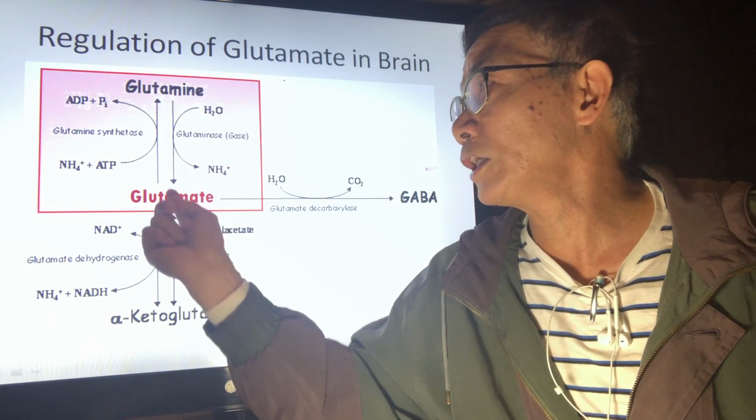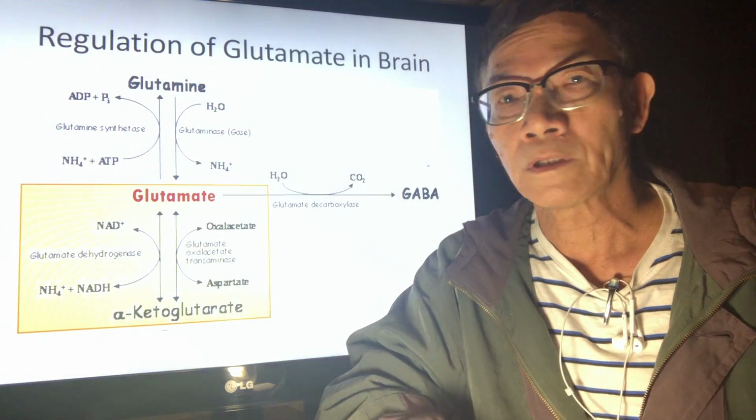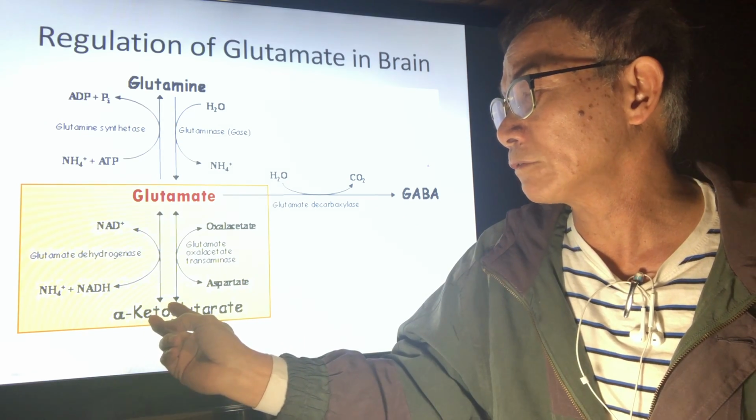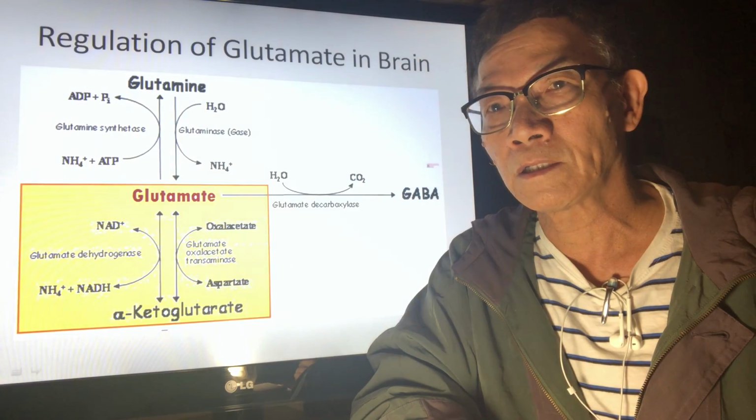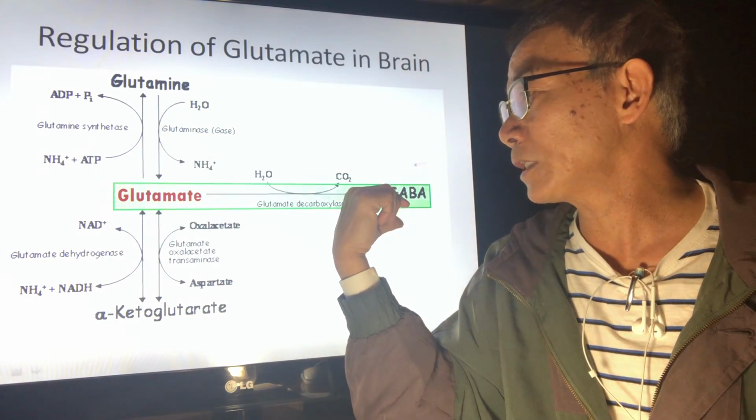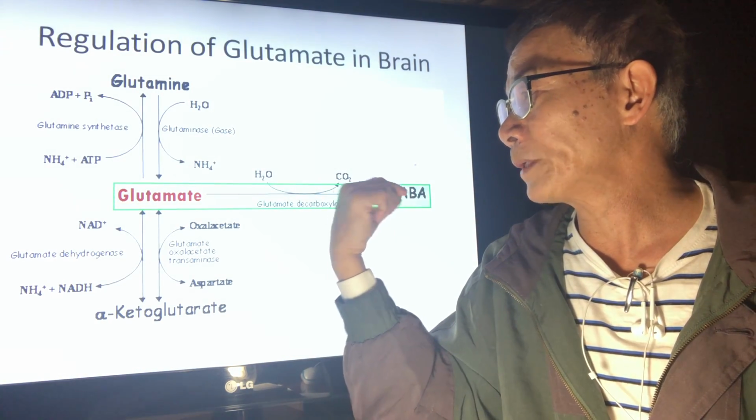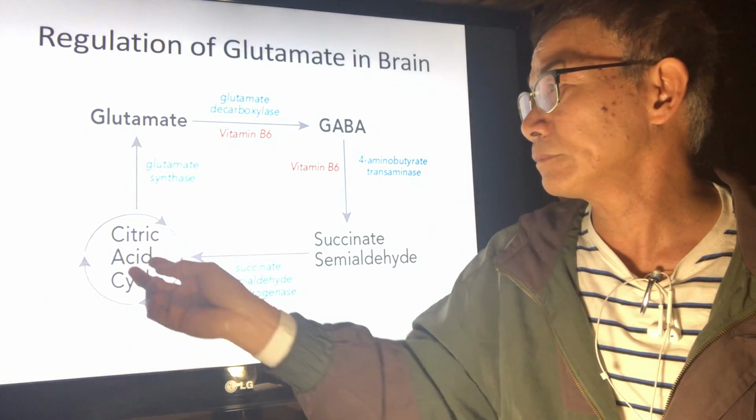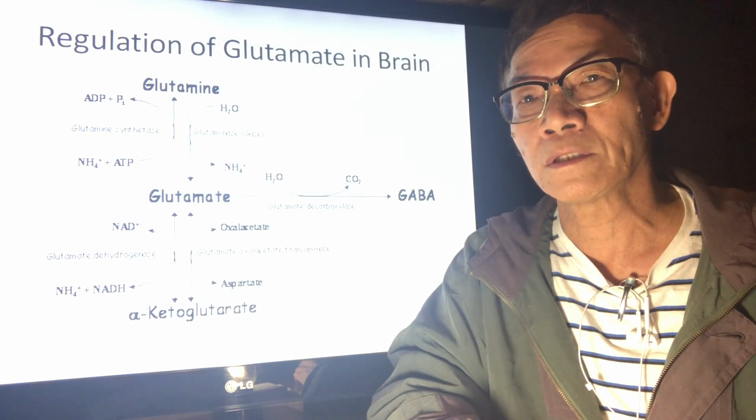Glutamate can be changed into glutamine. Also, glutamate can be changed into alpha-ketoglutarate. These two are reversible reactions. And the last one is that glutamate can be changed into GABA. It seems that this is not reversible. Actually, GABA can be converted back to glutamate via the TCA cycle. This is a simplified diagram of reactions in brain.